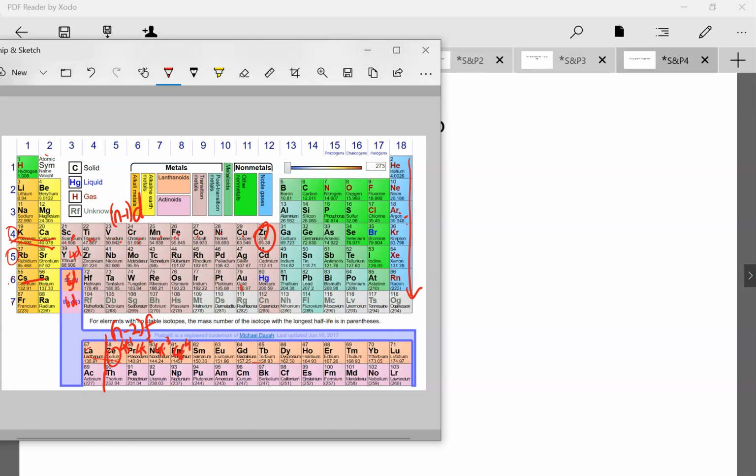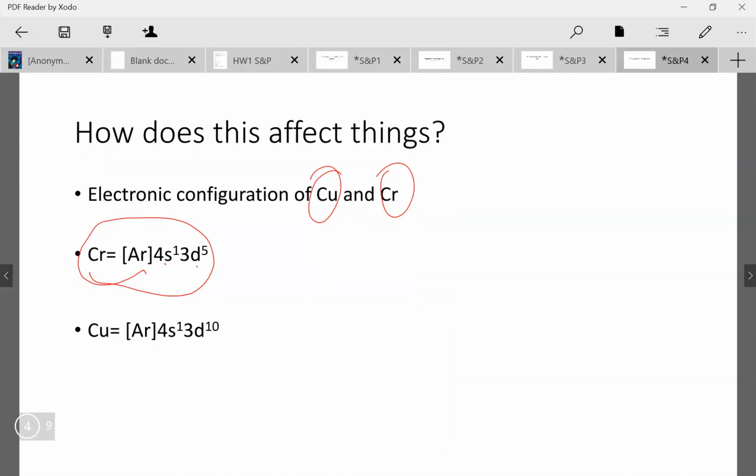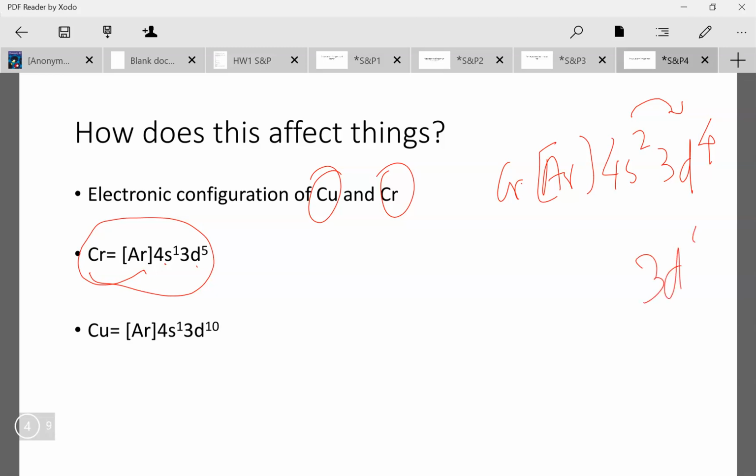So chromium, if you start writing, you would expect argon 4s2 3d4. That's what you would expect chromium to be. But because d5 is a half-filled subshell, it's more stable. So one of these electrons, even though the 3d are slightly higher energy than 4s, will jump to a 3d, because 3d5 gives it stability and therefore lowers its potential energy, which it wants to do. So chromium will have 4s1 3d5.